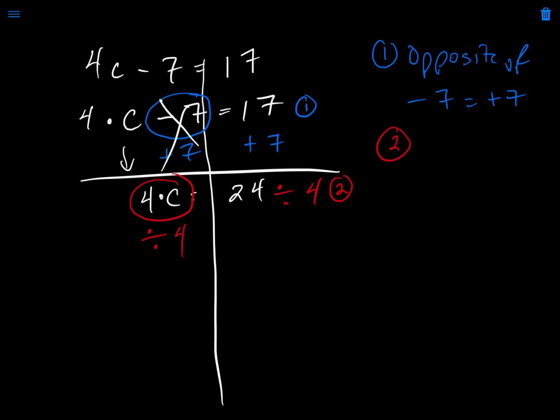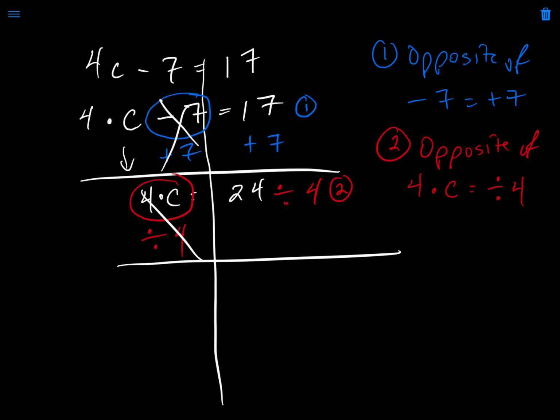Step 2, I'm going to do the opposite of 4 times c, which means I'm going to divide by 4. So when I do that, the 4 goes away, and c equals 24 divided by 4, which is 6. Now the awesome thing about this is I can actually check my work.